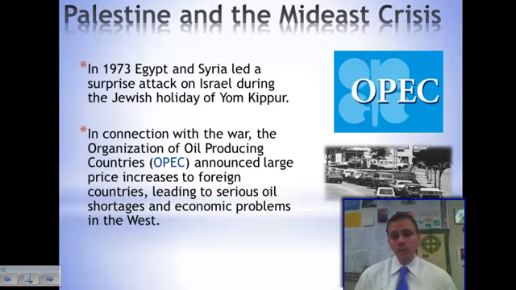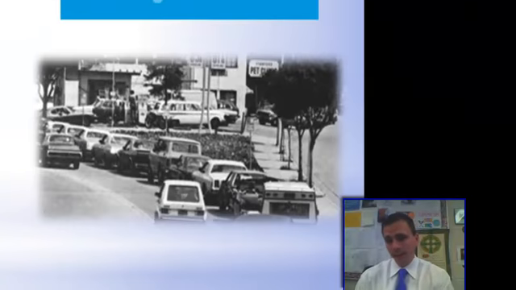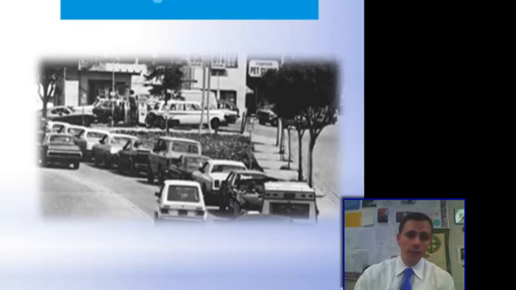Now, in connection with the war, the Organization of Petroleum Exporting Countries, known as OPEC, announced a large price increase to foreign countries. This led to huge shortages of gas and oil throughout the world, and it created enormous economic problems in the West. We can see to the right, those are the gas lines. There were people parked for miles trying to get gas at the gas stations. There wasn't any. The little that there was, the price spiked, and what was left usually ran out very quickly.